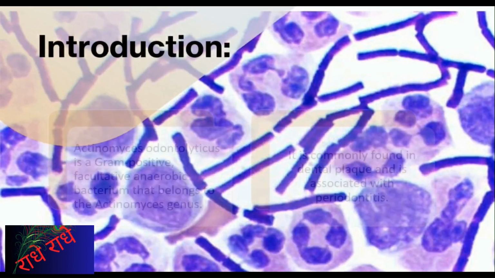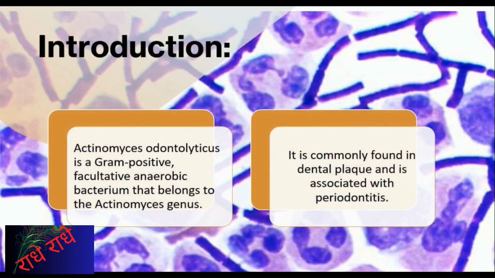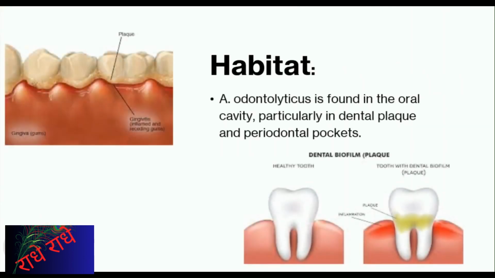Actinomyces odontolyticus is a gram-positive, facultative anaerobic bacterium from the Actinomyces genus. It is a non-spore-forming, non-motile rod-shaped bacterium and commonly found in dental plaque, which can cause periodontitis. If left untreated, it can lead to tooth loss and other serious complications. Odontolyticus is found in the oral cavity, particularly in dental plaque and periodontal pockets.